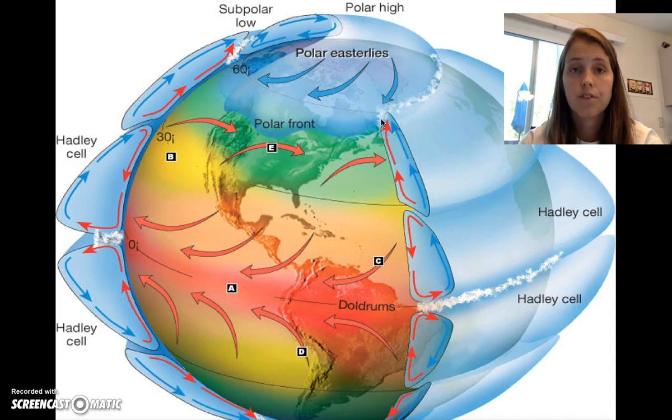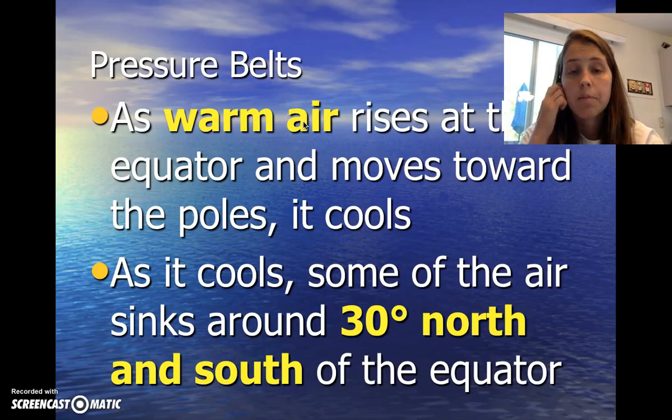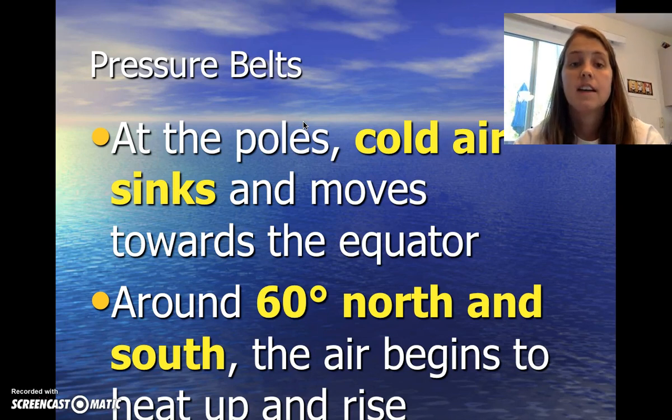So you're going to get a different pressure belt at each 30 degrees. As warm air rises at the equator, it moves towards the poles and then it cools. As it cools, some of the air sinks around 30 degrees north and south of the equator. At the poles, cold air sinks and moves towards the equator.